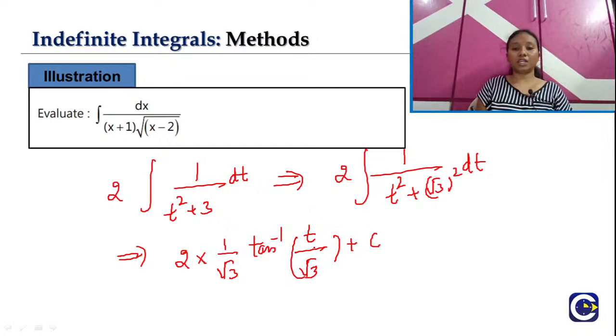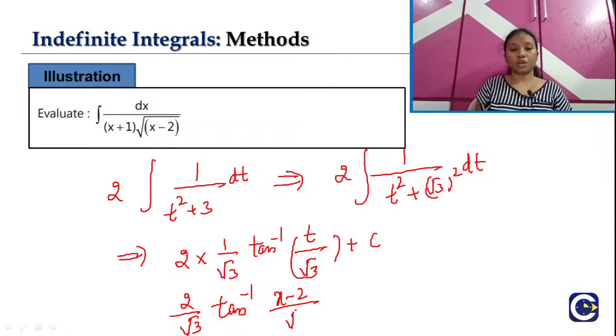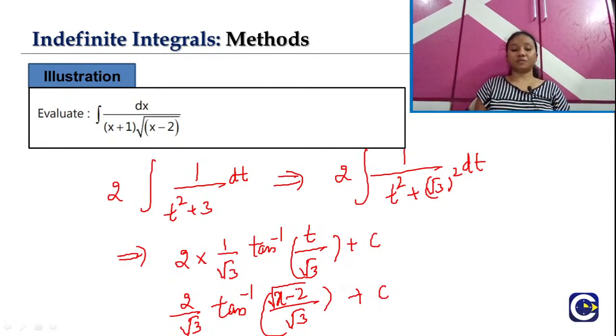But here we can't leave it in terms of t, so it will be converted again in terms of x. So 2 by root 3 tan inverse. In place of t, what can we substitute? That is x minus 2 under root, divided by root 3, plus c. It will be under root because we have substituted t square, right? So it will become a square root.